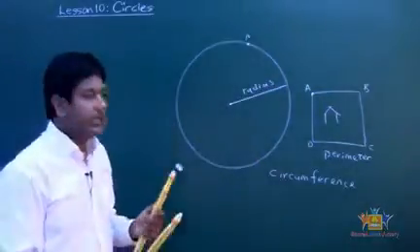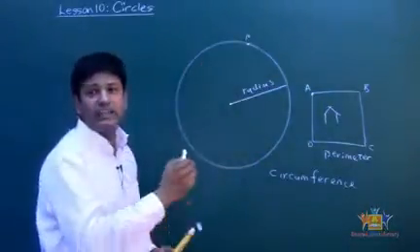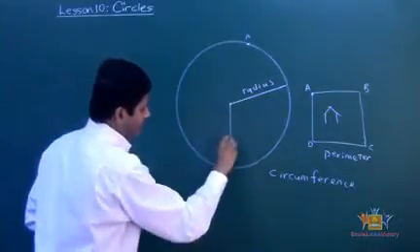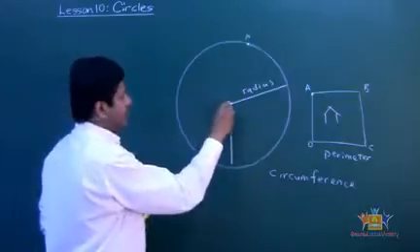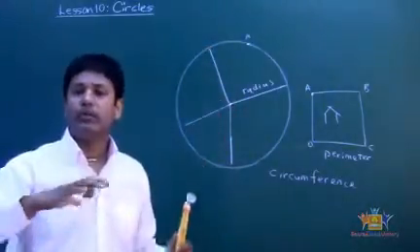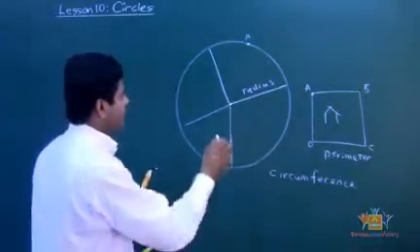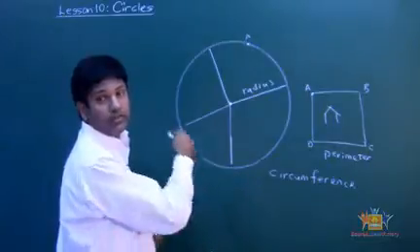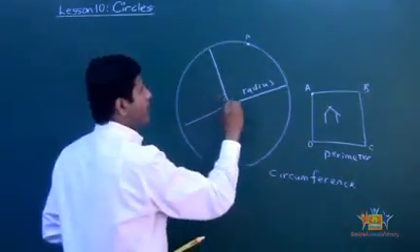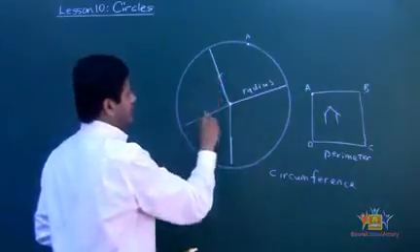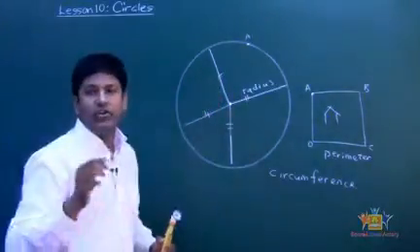The radius of a circle is equal all around. Even if I put a radius right there, or right there, it's the same length. That's what makes it a perfect circle, because from the center to the circumference, you pick any point, the length is going to be the same, and that is called the radius.